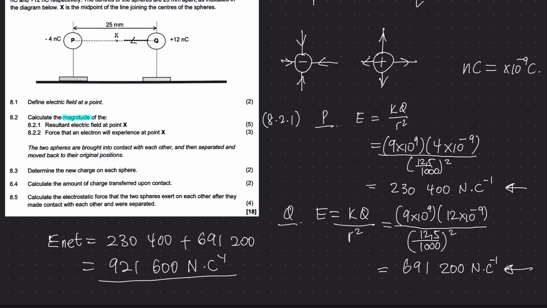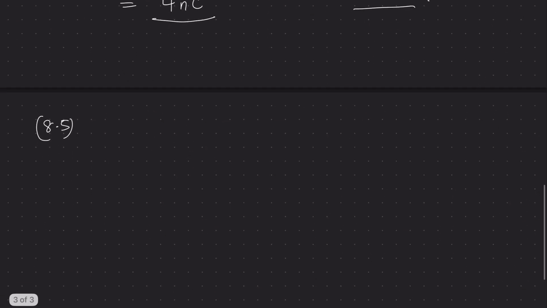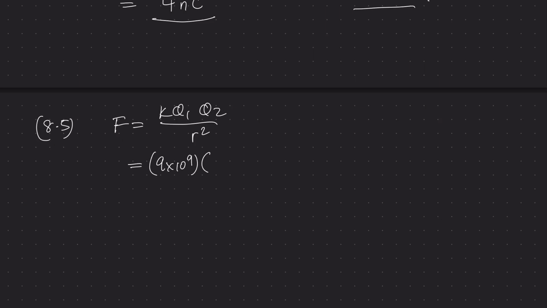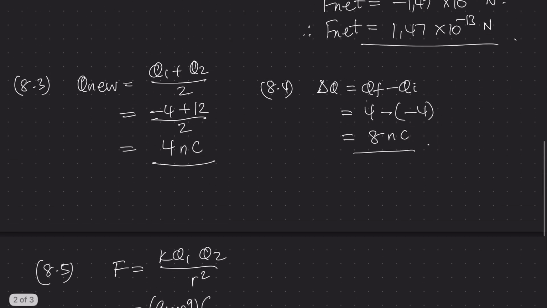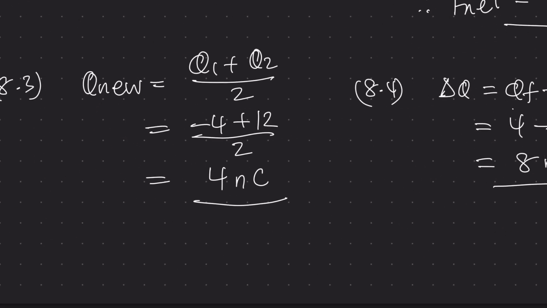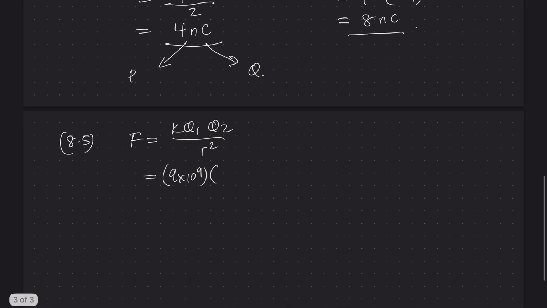Calculate the electrostatic force that the two spheres exert on each other after they make contact with each other and separated. So this is F is going to equal k Q1 Q2 over r squared. We know that k is 9 times 10 to the 9. And as I said earlier, once they come into contact with each other, both P and Q will have the same charge. So we can say 4 times 10 to the negative 9, and we can square it, because they both have the same charge.